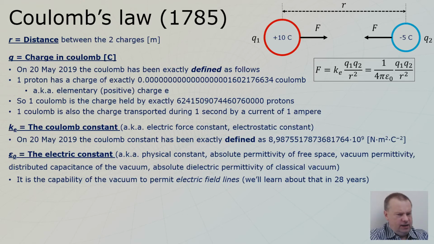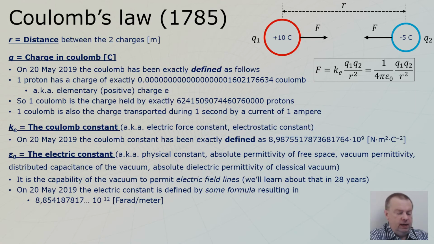And if you try to understand what it means, I found this really difficult, but it's something like the capability of vacuum to permit electric field lines. Well, we'll learn about electric field lines in about 28 years. So again, one year ago, they defined the electric constant.